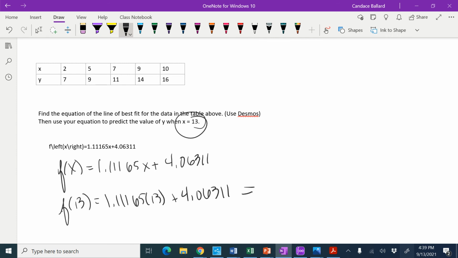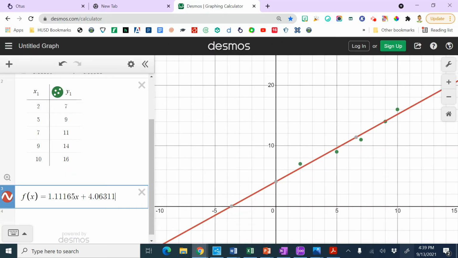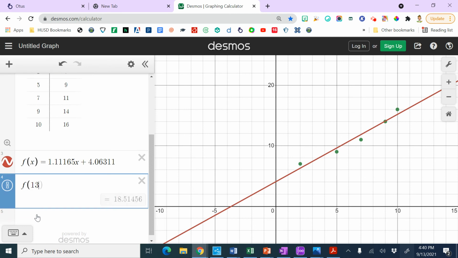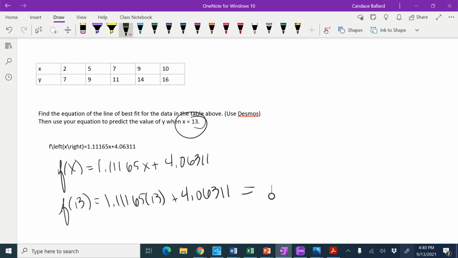What I can do though, since I've got it written in Desmos, as long as you named the function like f of x or h of x, is you just type f of 13 and there is my value at 13. At this point, you could probably estimate that to 3 decimal places. So I would say it's 18.515.